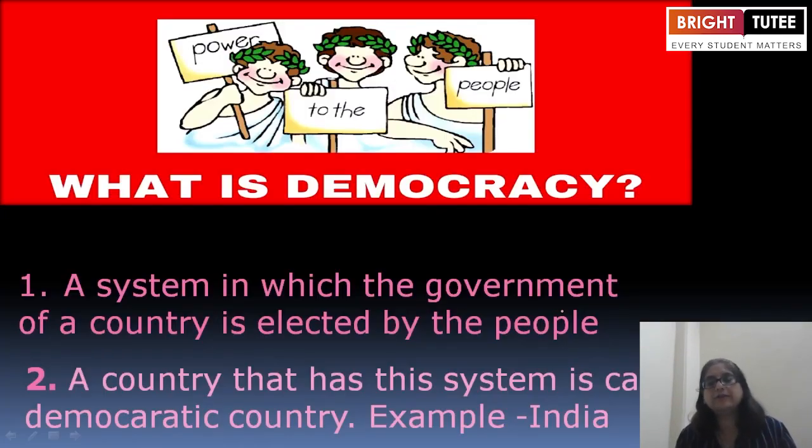Before we start the chapter, let's come back once again to the concept of what is democracy. A system in which the government of a country is elected by the people. A country that has this system is called a democratic country. An example is India. Here democracy has been running from the time of independence. We people are choosing our own representatives, and this is called people's government.